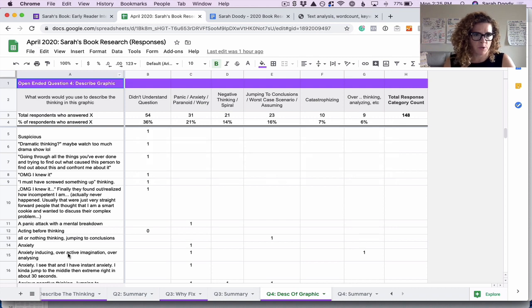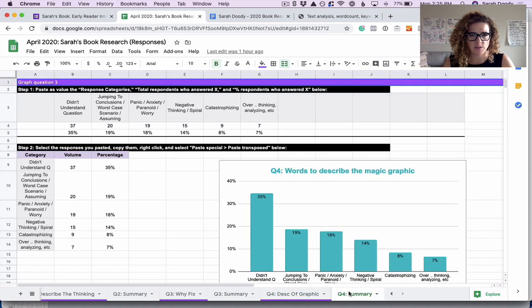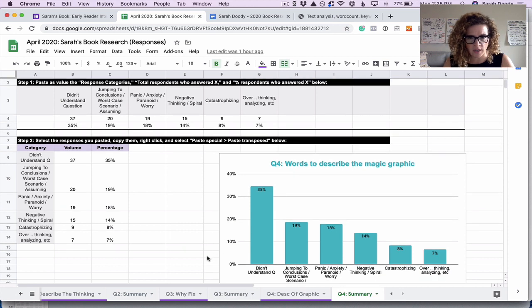So put all the answers here, and then the themes were centered around panic and anxiety and worry, negative spiral thinking, jumping to conclusions, worst case scenario, catastrophizing, obviously a very technical term, overanalyzing thinking, and then I was able to have all of my results pretty clear over here.